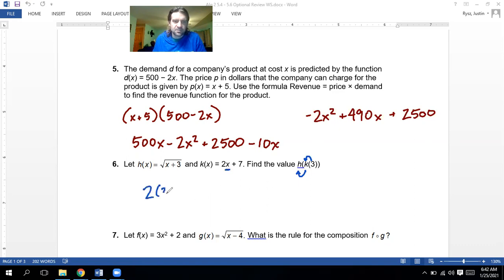So 2 times 3 plus 7. All right, that's 6 plus 7. 6 plus 7 is 13. So 13 is not the answer, but it's halfway there. 13 is what we're going to plug into h.